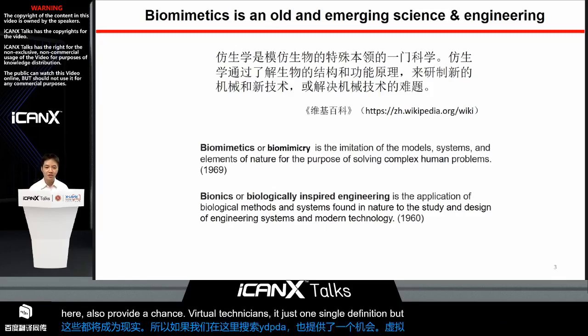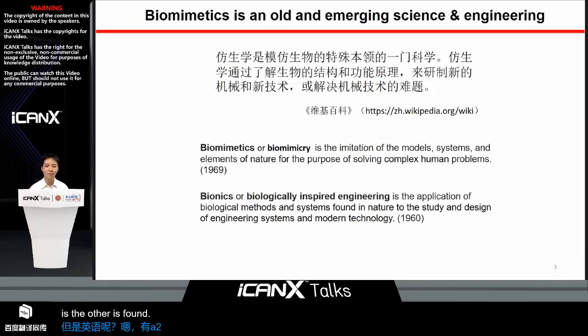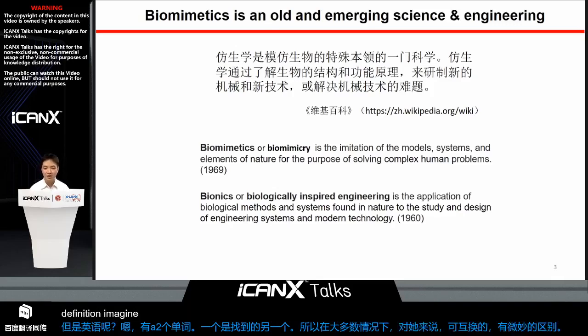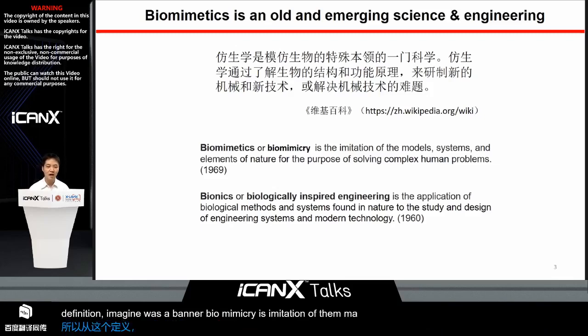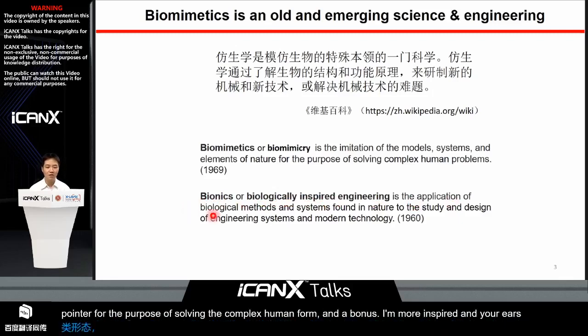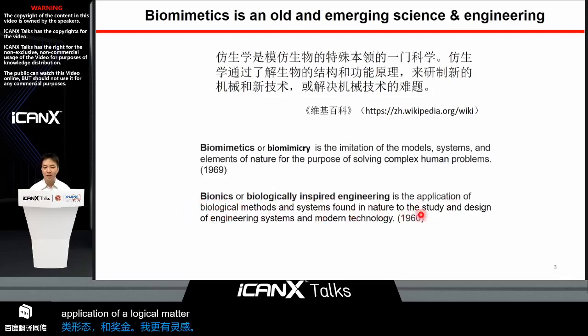But in English, we have two words. One is biomimetics, the other is bionics. So in most cases, these two words are interchangeable, but there are subtle differences. So from the definition, biomimetics or biomimicry is imitation of the models, systems, elements of nature, let me switch to the laser pointer, for the purpose of solving the complex human problems. And bionics or bio-inspired engineering is application of biological methods and systems found in nature to the study and design of engineering systems and modern technology.